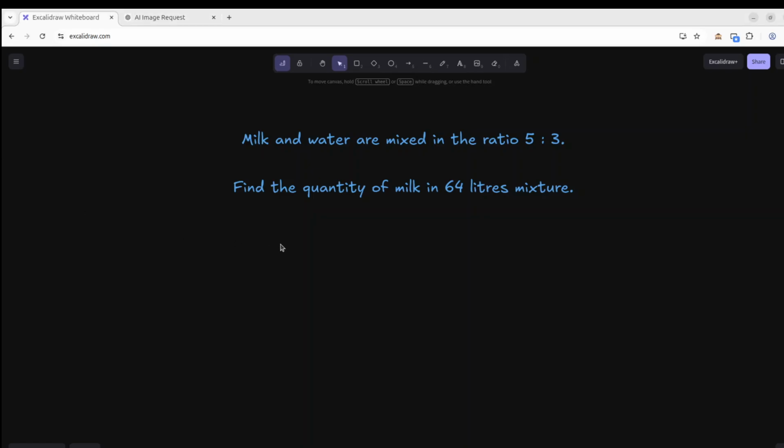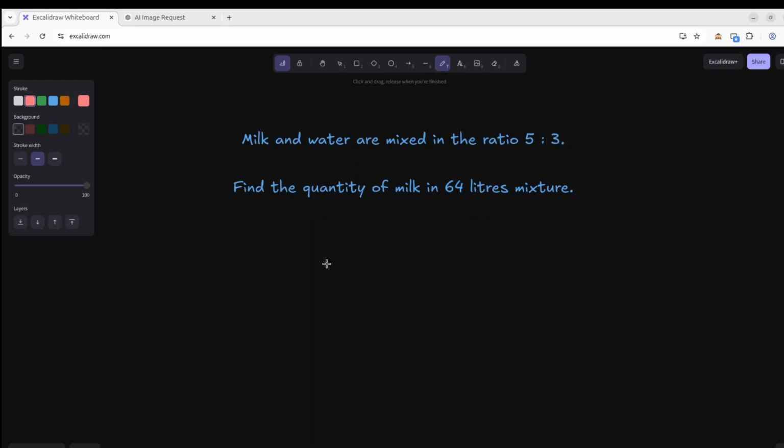Now let us move to another type of problem. Question is, milk and water are mixed in the ratio 5 is to 3. Find the quantity of milk in 64 liters mixture. So what we have? We have the ratio, 5 is to 3, right? This is milk, this is water. We need to find the quantity of milk in 64 liters of mixture.